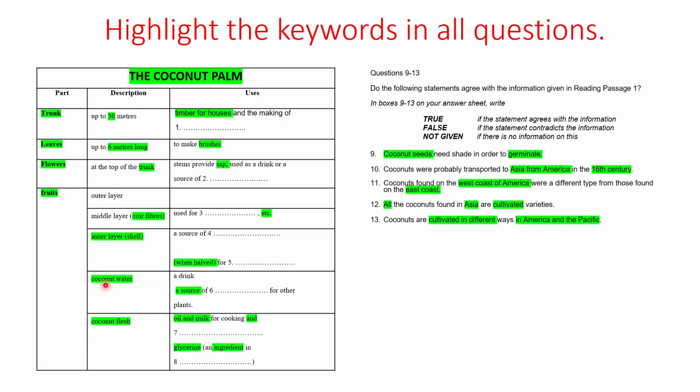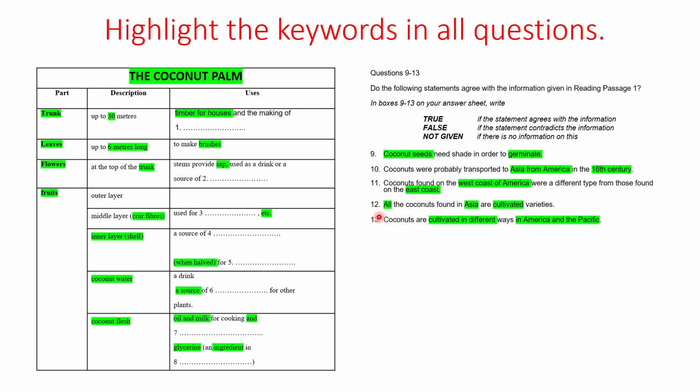Now we have another set of keywords: coconut water, a source, coconut flush, oil and milk, glycerin and ingredients. Now we come to the 9th to 13th questions. Our new section of questions has started: true, false, not given. Two unique words are here: coconut seeds and germinate. We have to look for these two. Wherever we find these two keywords together, all the following questions will be in the following paragraph as well.